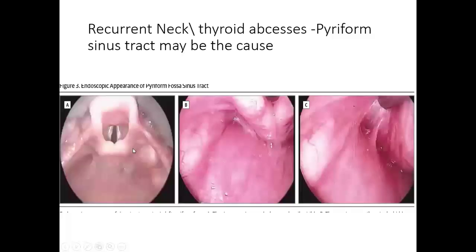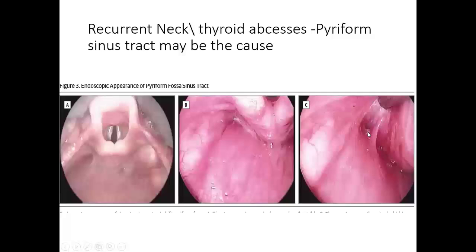If a person has recurrent neck abscess, especially a thyroid abscess on one side, it is not enough to drain the abscess each time they present, but it's also important to look for a cause. Recurrent abscess in the neck, or especially in the thyroid, may be due to a sinus tract opening into the piriform sinus, connecting the thyroid lobe with the piriform sinus. So the infection tracks from the opening here all the way down along the tract to the thyroid lobe, where it causes the thyroid abscess.